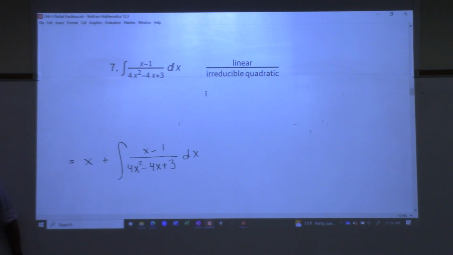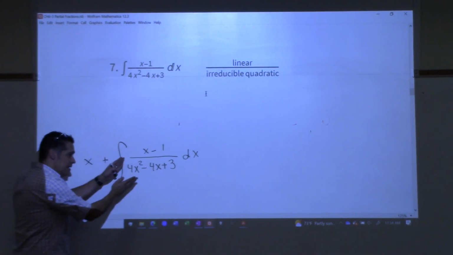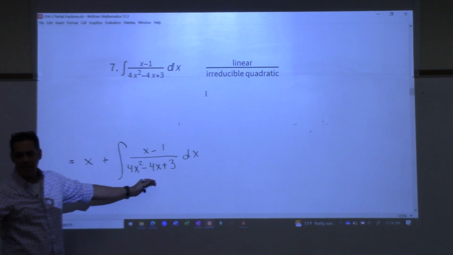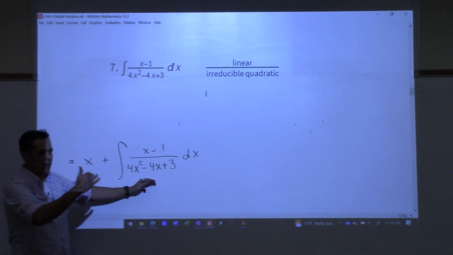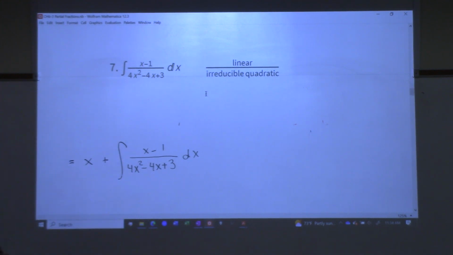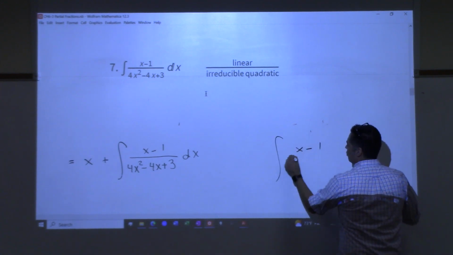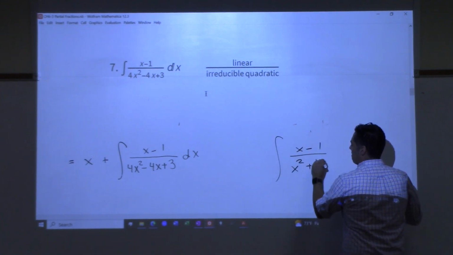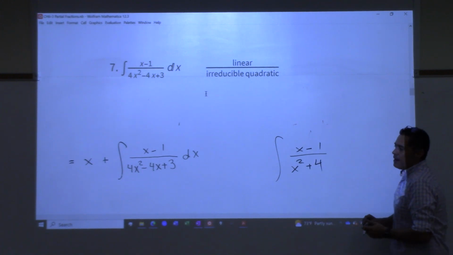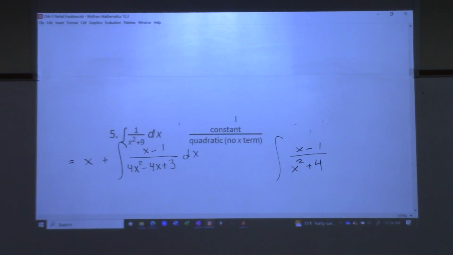We have a point now where we recognize linear over irreducible quadratic. We learned a technique to do this, and so we go and implement that technique. Now, on the previous problem, the one we just did a minute ago, the suggestion was to split this into two. If you look back at what we covered earlier.